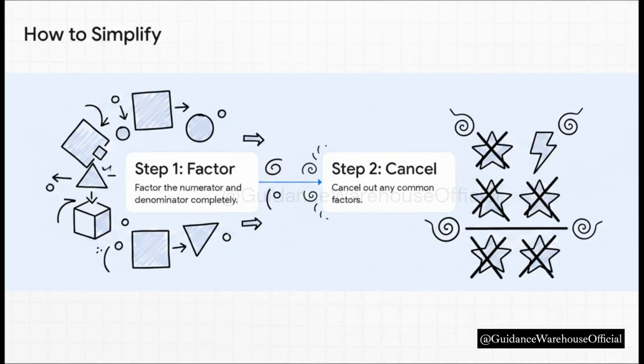So how does it work? It's actually a super simple two-step process. First, you look at the top and the bottom of the fraction, and you factor everything that can possibly be factored. You break it down into its building blocks. Then, you just look for any identical factors, any of those building blocks that are the same on the top and the bottom, and you cancel them out. Why? Because anything divided by itself is just 1.